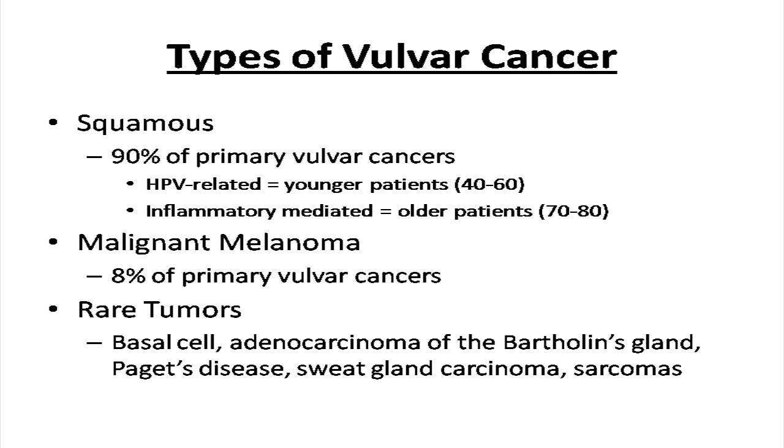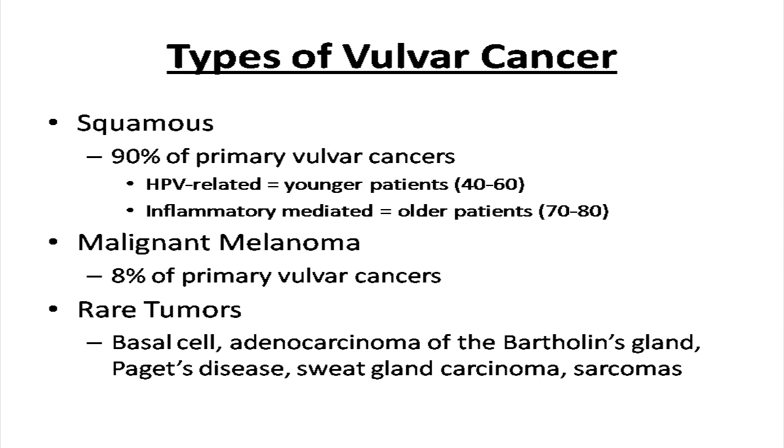Next, I want to discuss the different cell types involved in vulvar cancer. As you may have noted on the first slide showing the anatomy of the vulva, vulvar cancer is cancer of the skin overlying that area, and the vast majority of that skin is squamous epithelial tissue. Therefore, greater than 90% of primary vulvar tumors arise from that squamous cell tissue.